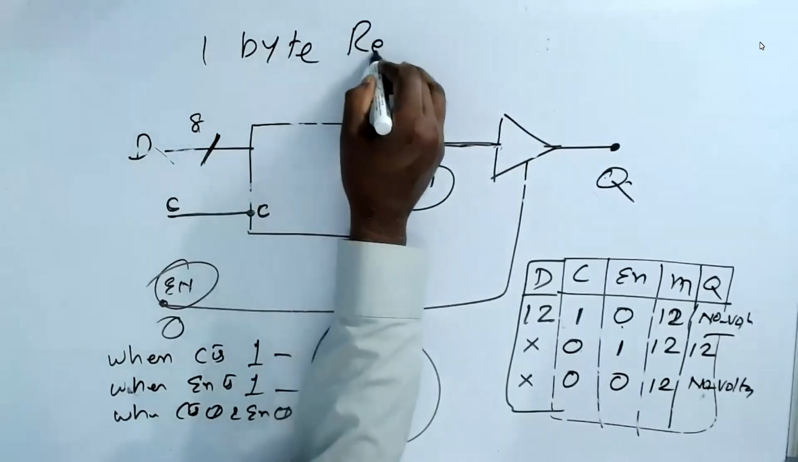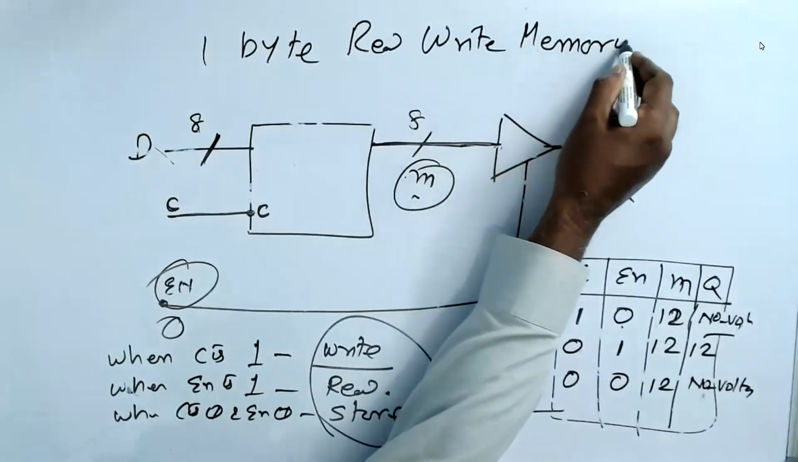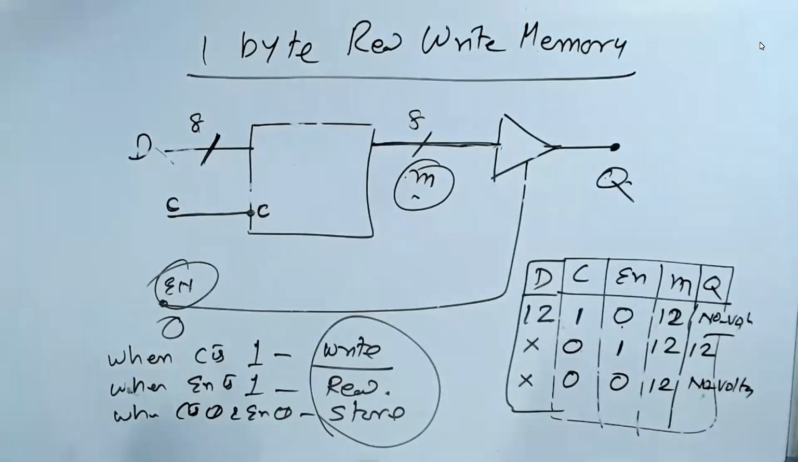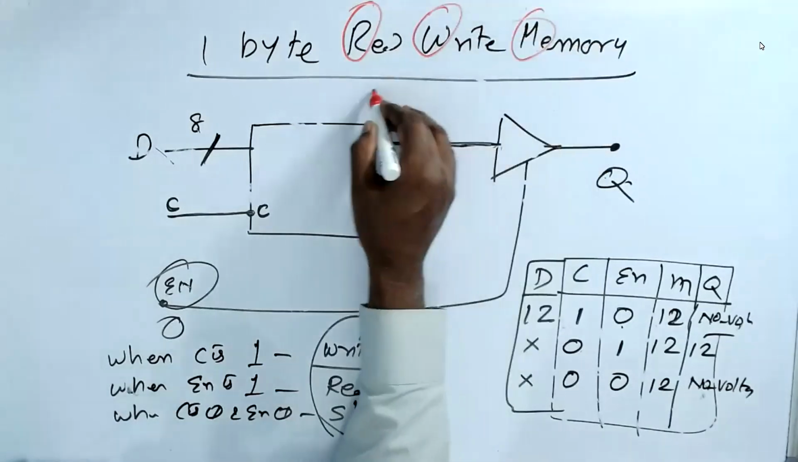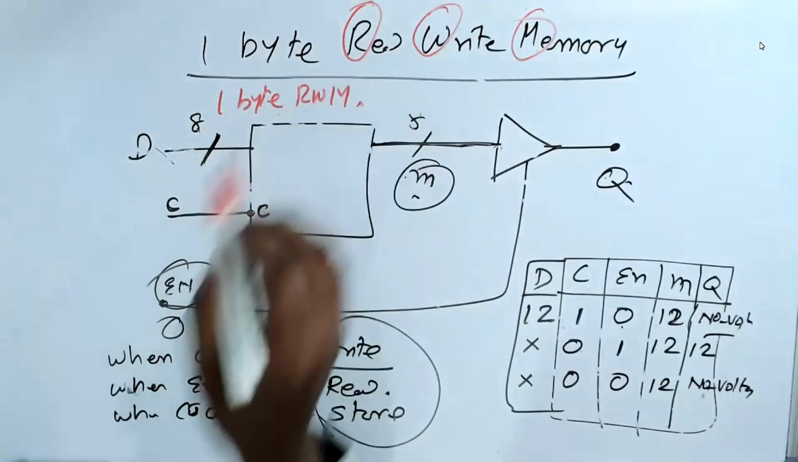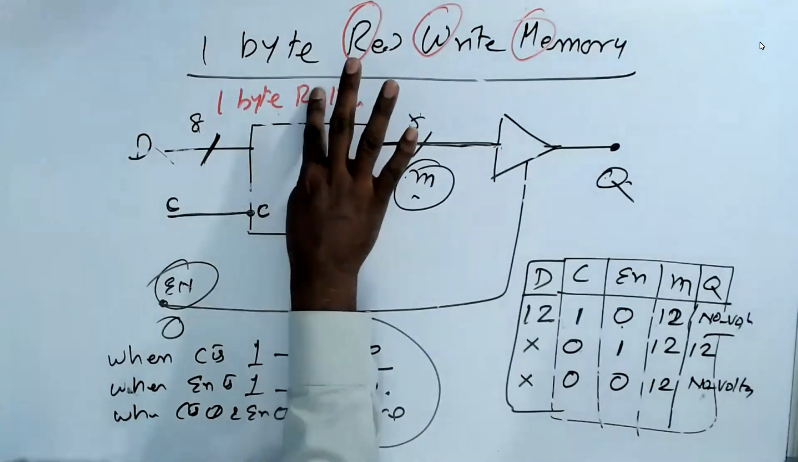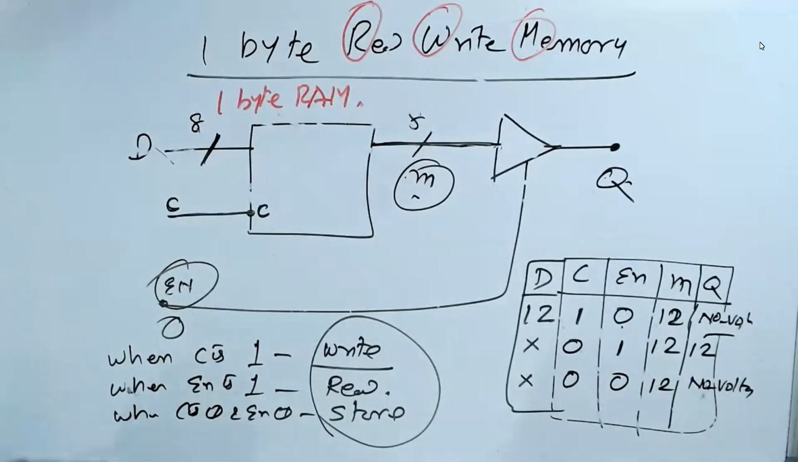Read, write, memory. Understand? 1 byte read-write memory. The important abbreviation is RWM; this is actually what 1 byte is called. But we are calling it RAM. I'll explain after some time why we call RWM a RAM. You should know that. There's a big difference, because there are 2 RAMs. We'll discuss that next. What are the 2 RAMs?